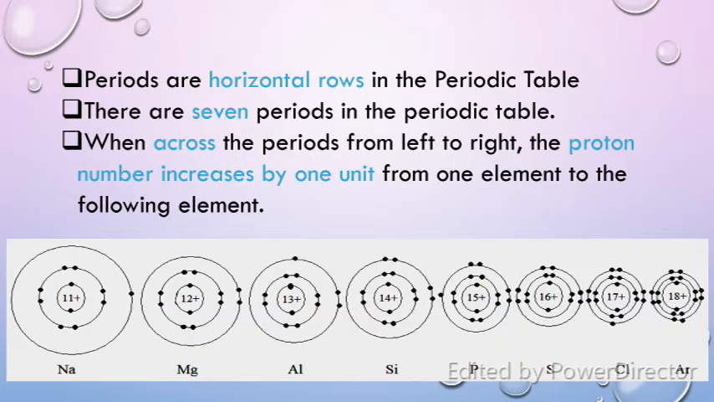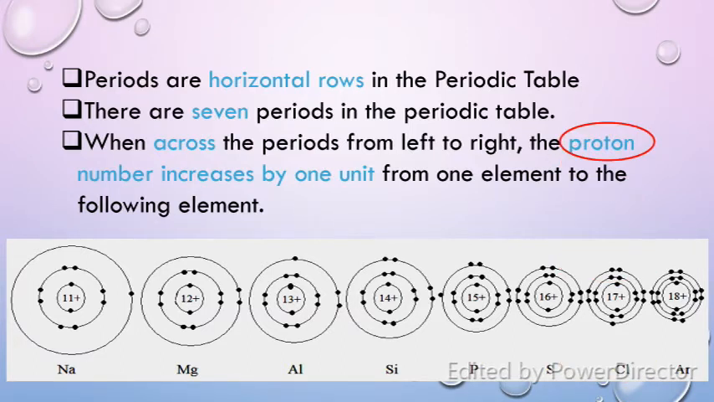So what is a period? Periods are the horizontal rows in the periodic table. There are 7 periods in our periodic table. And when going across the periods from left to right, the proton number increases by 1 unit from one element to the next element. This is what you learned in 4.1. When we arrange the elements, we arrange them in order of increasing proton number.